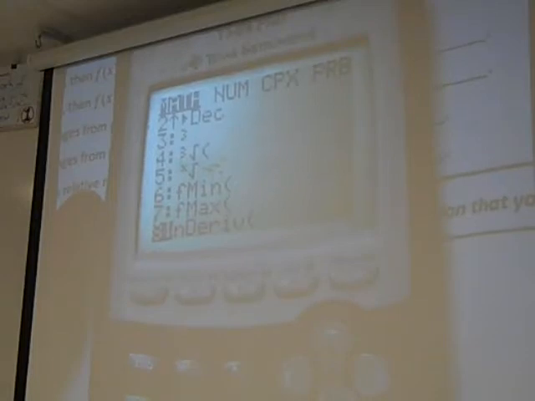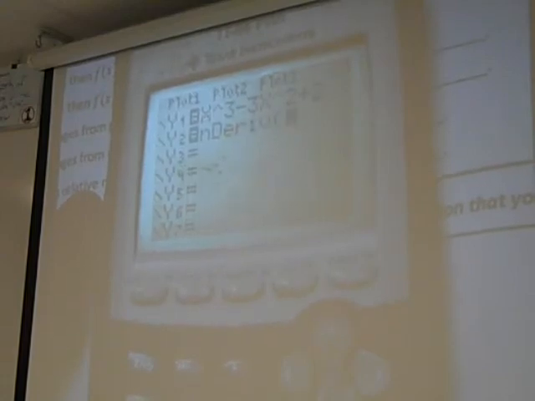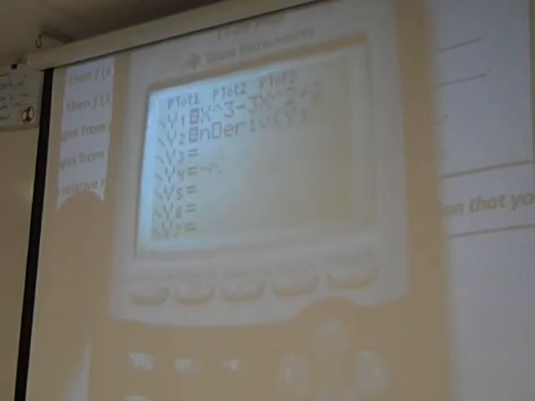It's a derivative. The n is numerical derivative. You hit nDeriv. What do we want to take the derivative of? y1. To do that, vars, y1. Now, you have to tell it that it's a function with respect to x. So you type in comma x.